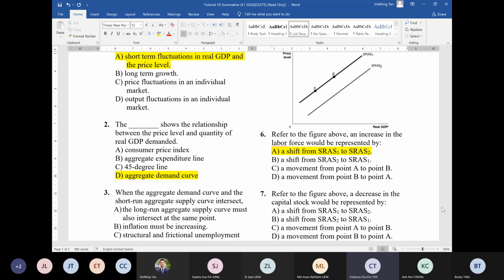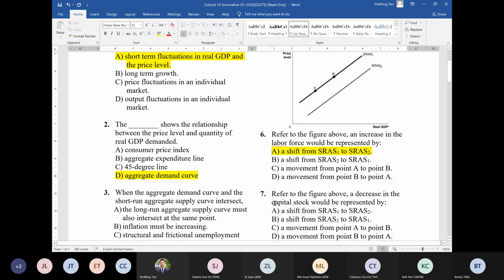Refer to the figure above. A decrease in the capital stock will be represented by D, a movement from point B to point A. Oh, movement means the price. Okay, movement is movement along the aggregate supply curve, right? It is due to the price level only. If moving from A to B, movement along the aggregate supply curve is only due to the price level. Only the price level can affect the movement.